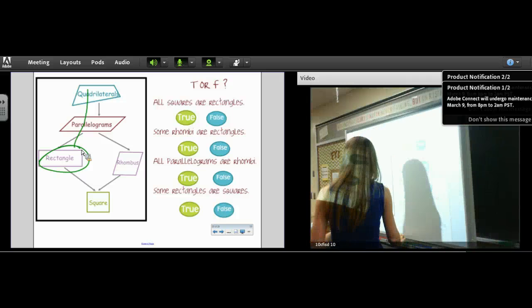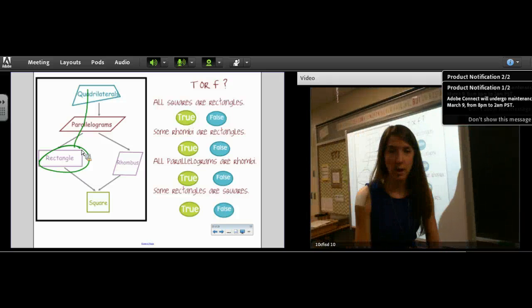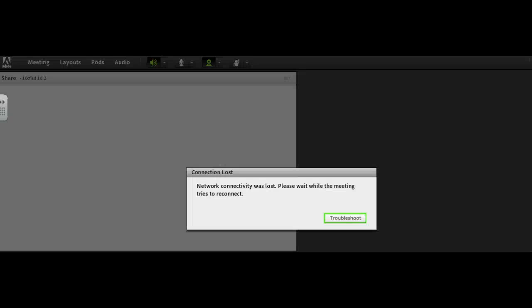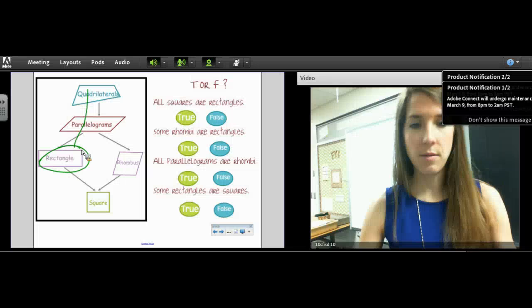So a square is a rhombus. Is a square a rhombus? Yes. Is a square a parallelogram? Yes. Is a square a quadrilateral? Yes. We'll do the true false.